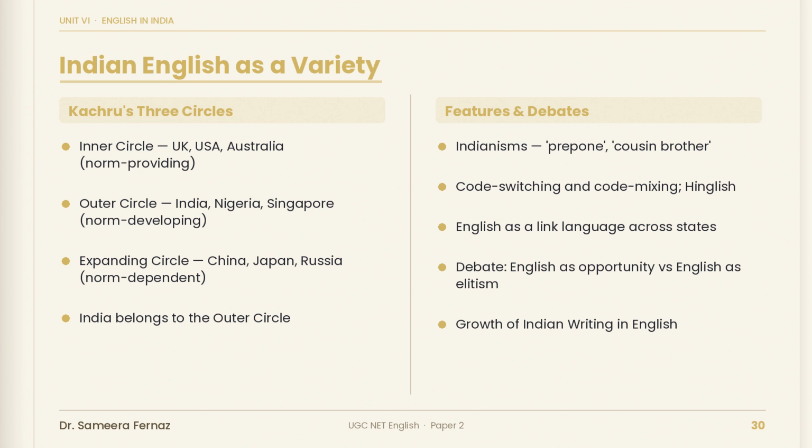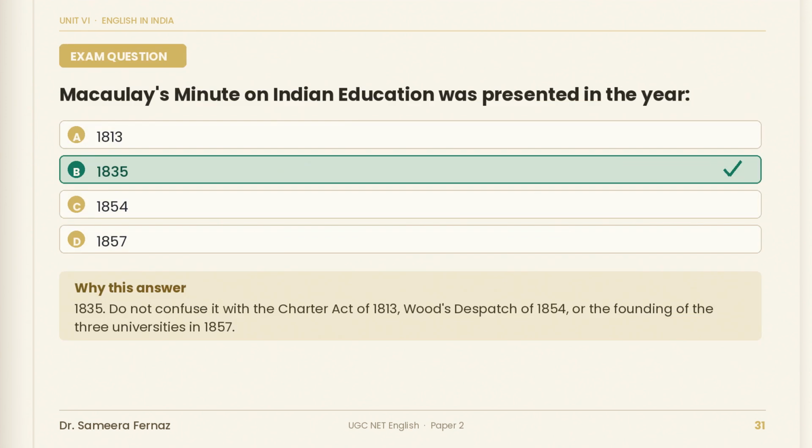Question: Macaulay's Minute on Indian education was presented in which year? Option 1, 1813; option 2, 1835; option 3, 1854; option 4, 1857. The answer is option 2, 1835. Please do not confuse it with the Charter Act of 1813, Wood's Dispatch of 1854, or the founding of the three universities in 1857.